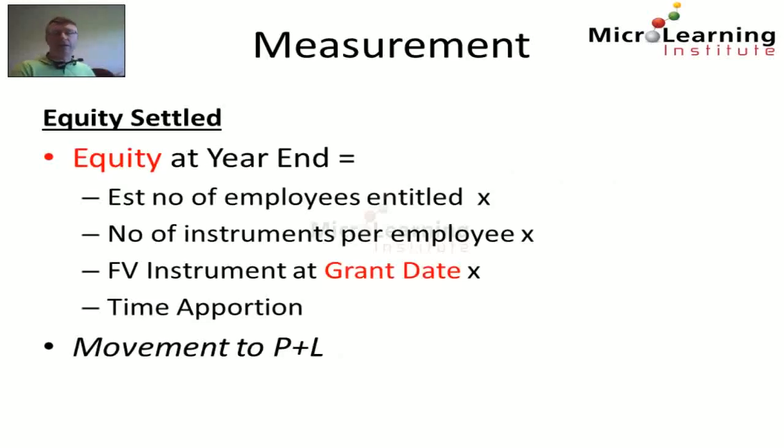Remember again that the formula for calculating the cumulative equity to the statement of financial position in relation to IFRS 2 share-based payment is given from the estimated number of employees who are entitled to the share-based payment multiplied by the number of instruments per employee multiplied by the fair value of the instrument at grant date, and that number is time apportioned over the expected vesting period, with a corresponding movement being taken to the P&L.